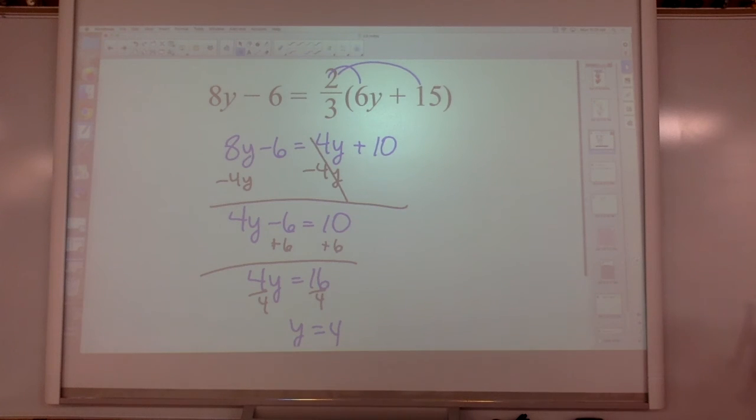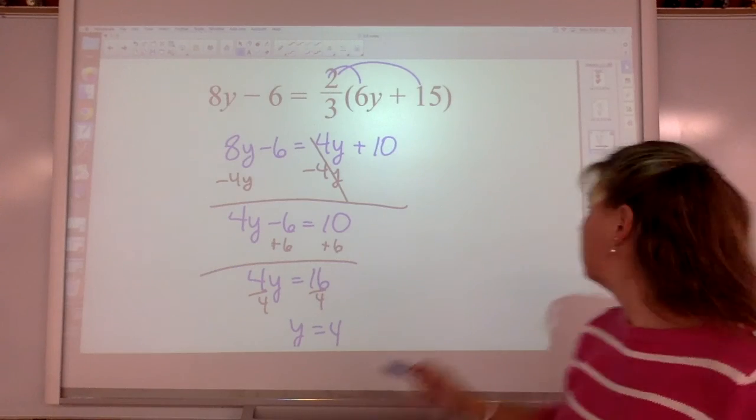And we're back. y equals 4, after distributing, subtracting, adding, and dividing. All right, good luck with your assignment.